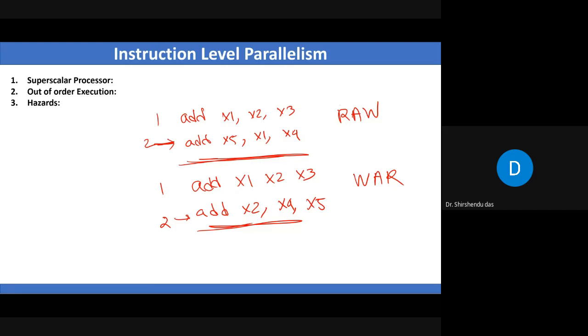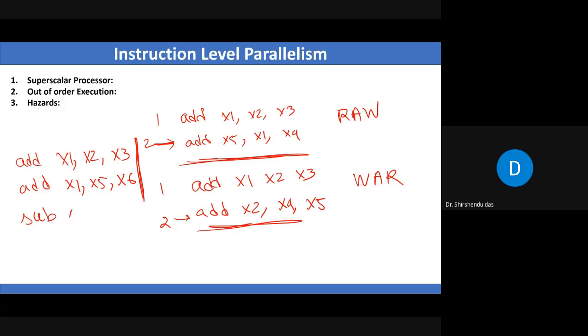Now the third type is: add X1, X2, X3; add X1, X5, X6; and maybe assume that one more instruction is here, sub X7, X1, X8. There are two instructions, add and add, both writing to X1, right? Both the first and second instruction are writing their result on register 1. And the third instruction is using register 1.